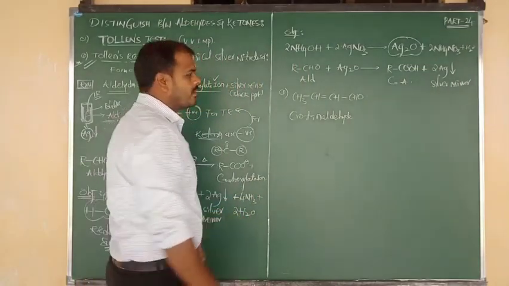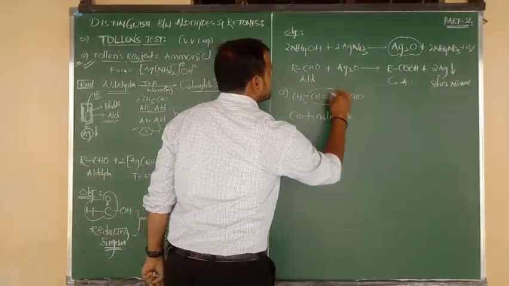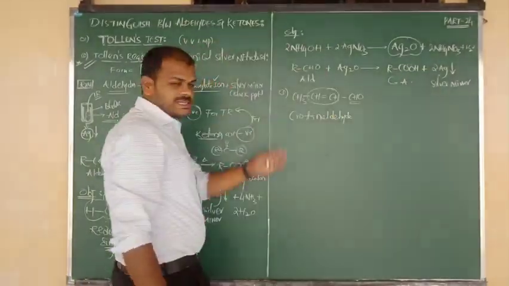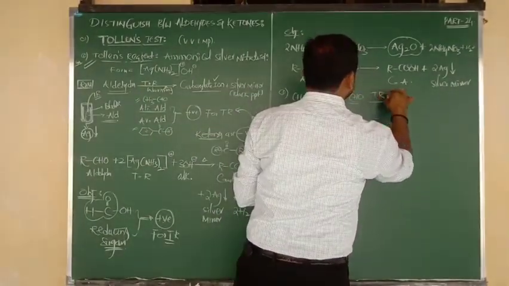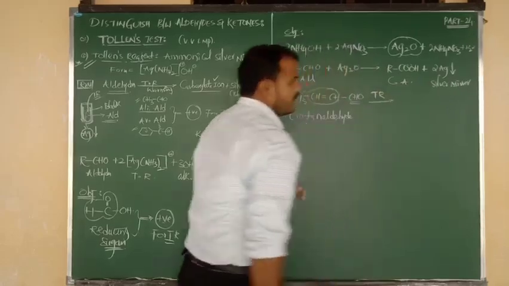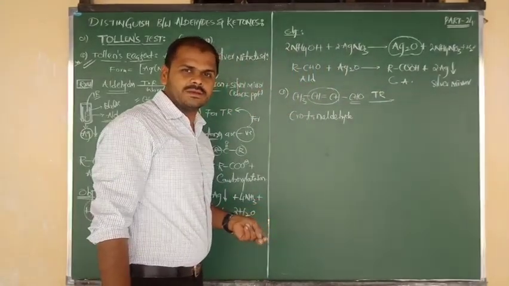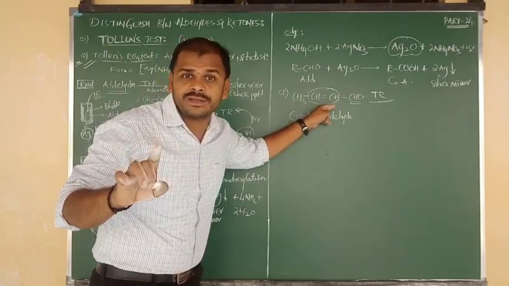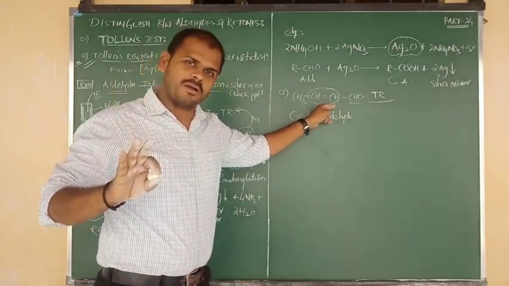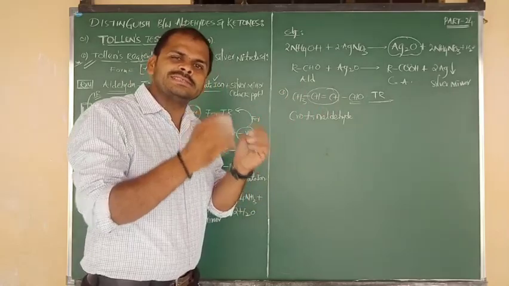Crotonaldehyde. We can also say that it is an unsaturated aldehyde. When such unsaturated aldehydes react with Tollens reagent, the C double bond C unsaturation cannot be affected. The double bonds will remain the same.